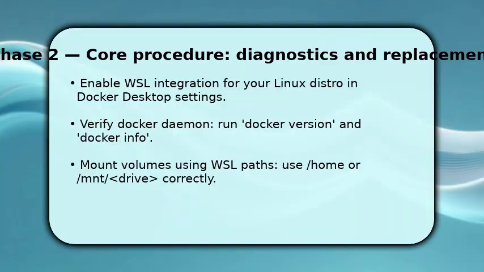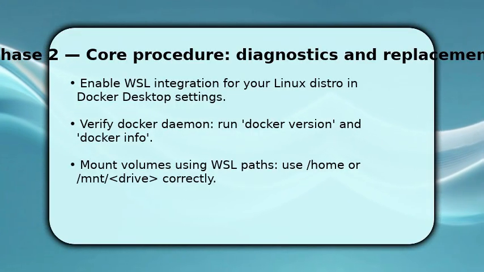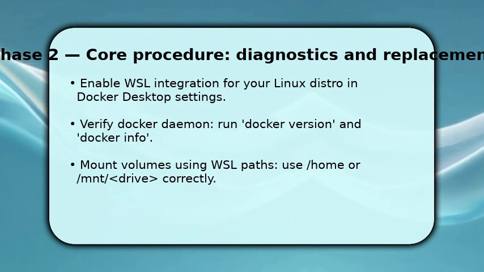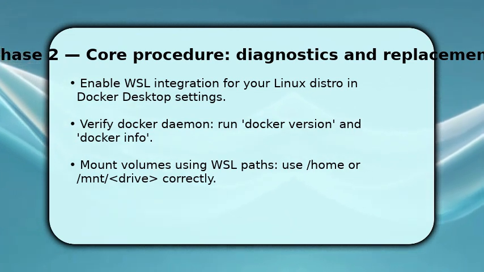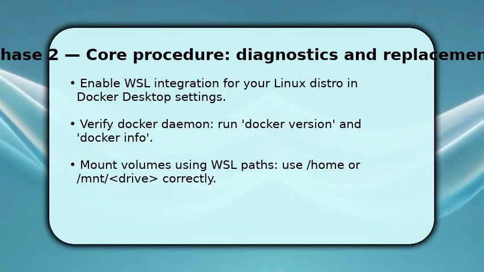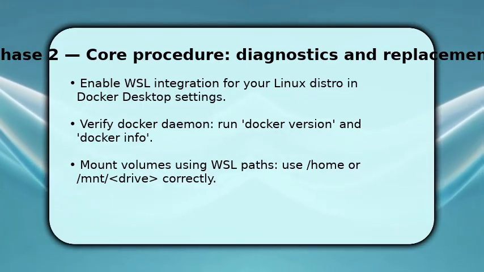When you mount volumes, prefer native Linux paths under /home or /mnt. This avoids slow cross-OS I/O. Finally, add your user to the docker group to run commands without sudo, then re-login or restart the shell.